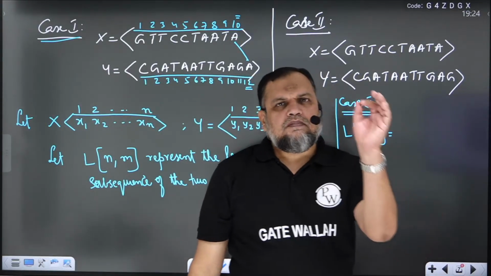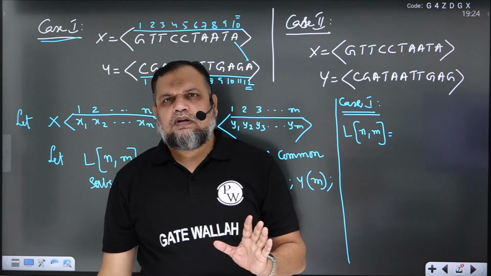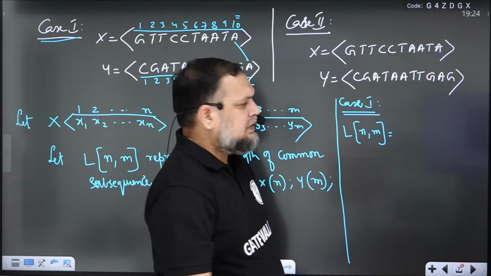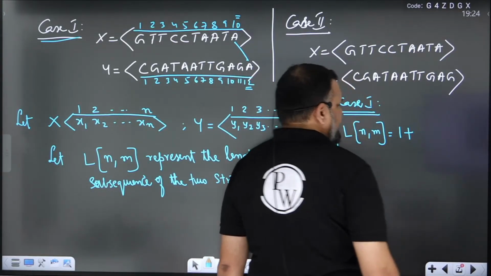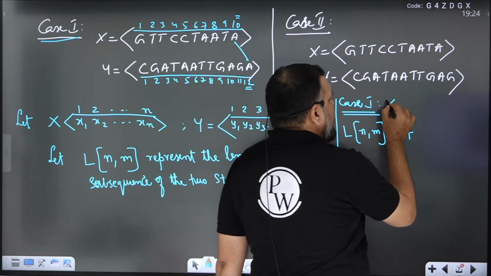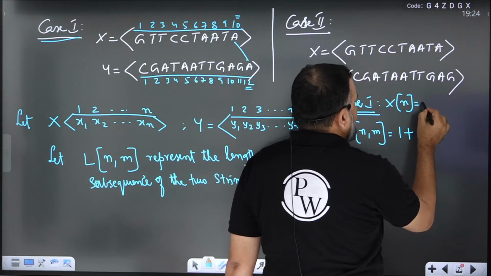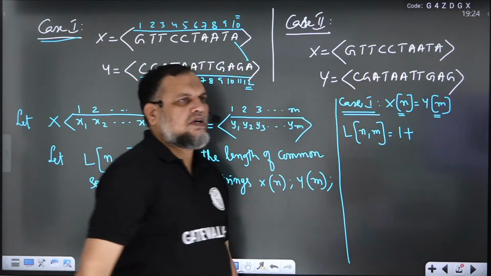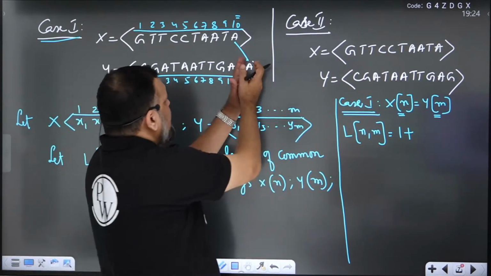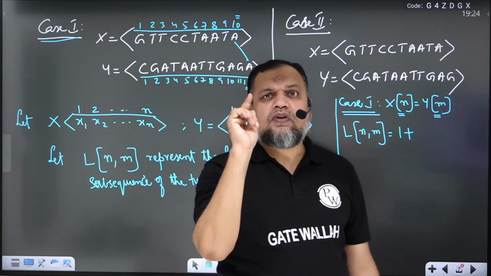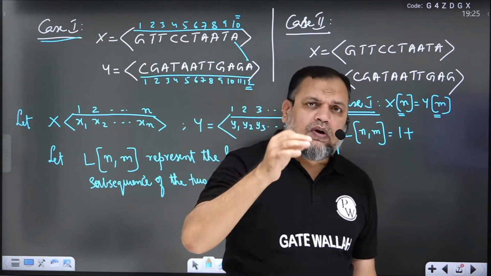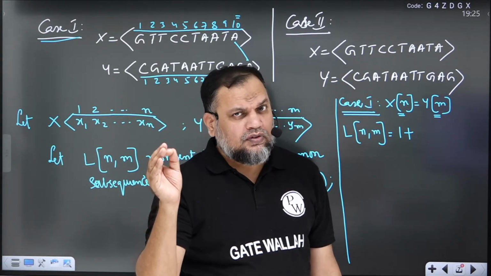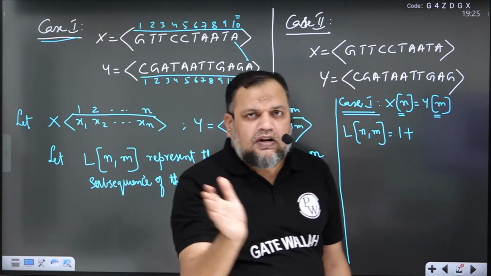This means the minimum length of the common subsequence is 1. Right? Definitely for sure. So therefore I would write 1 plus, when, what is case 1? Case 1 is the last character x of n matching with y of m. So 1 plus what? Come on. Based on the optimal substructure property, whatever is the length of the common subsequence of the remaining characters of x and the remaining characters of y.